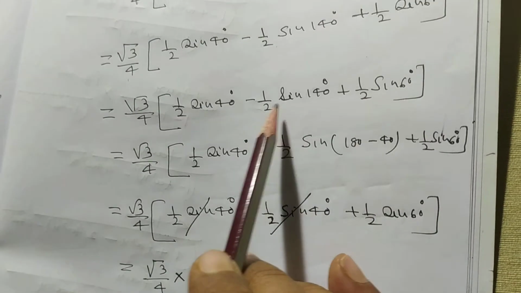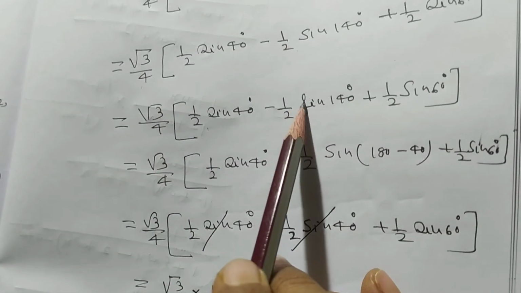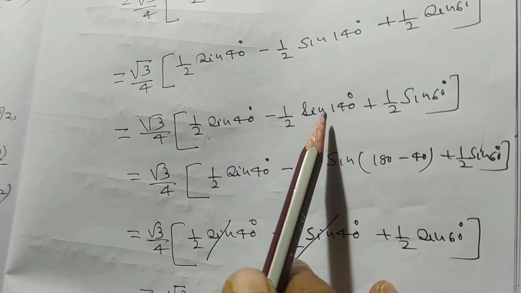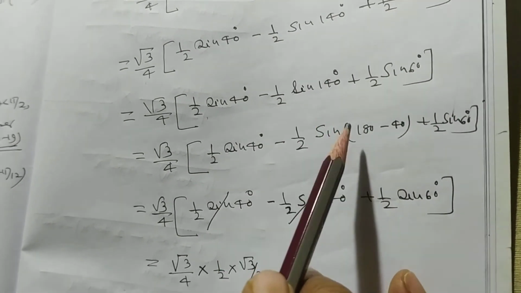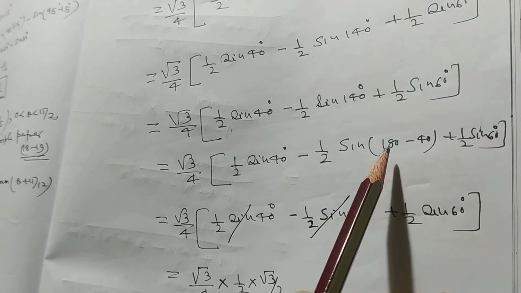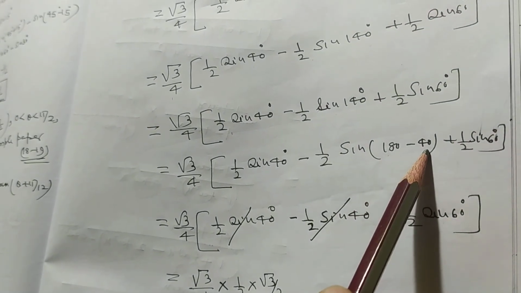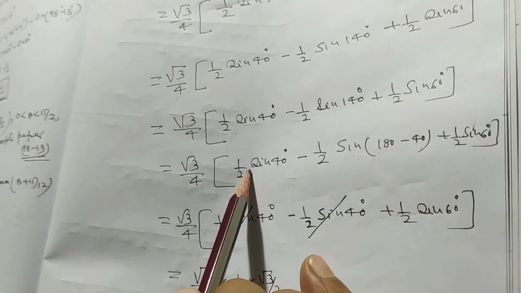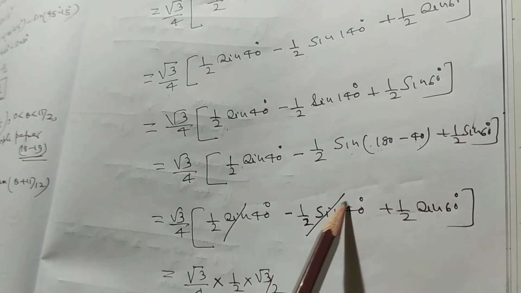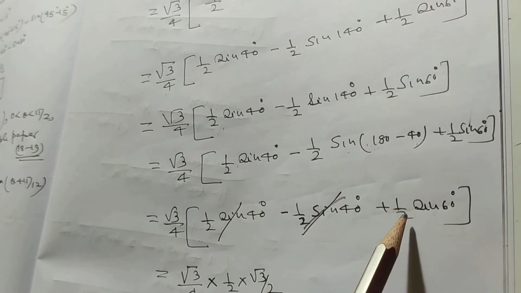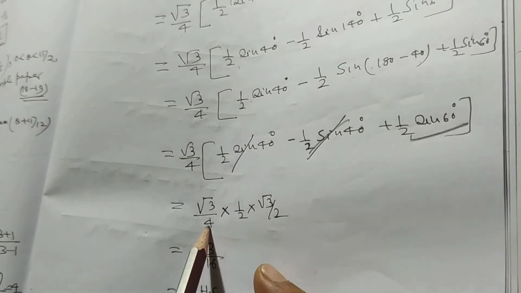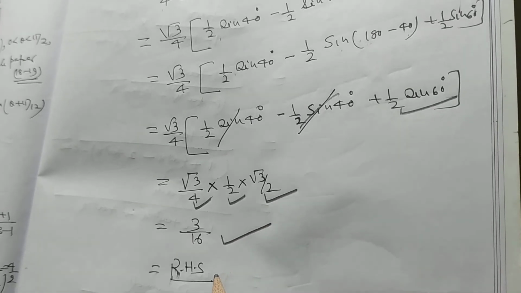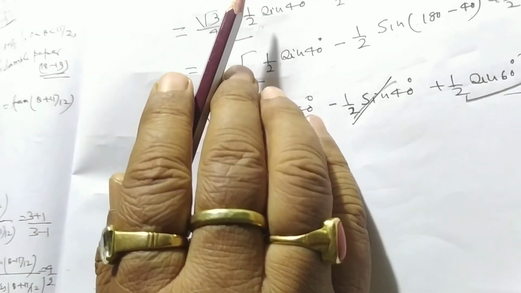And now half sin 40 degree, half sin 40 degree. We split sin 140 degree in the form of sin 180 minus 40 degree, and it will be sin 180 minus theta equals sin theta. So now half sin 40 degree and this half sin 40 degree go out, and we have half sin 60 degree, root 3 by 4, half, root 3 by 2, 3 by 16. In this way we can solve this problem.